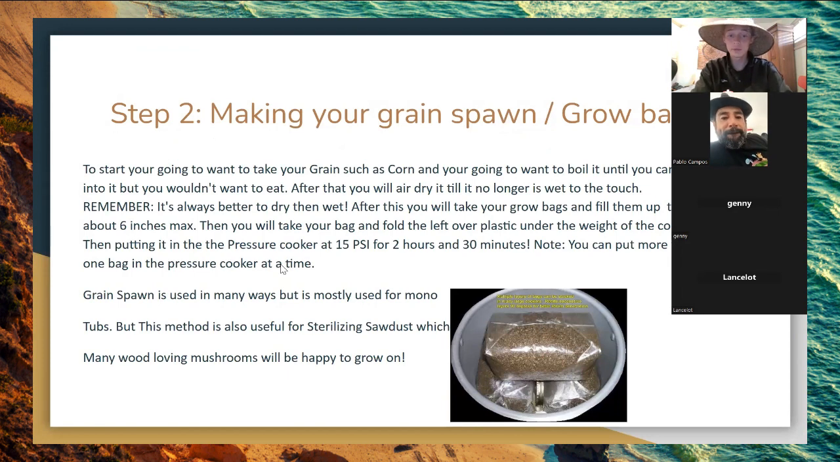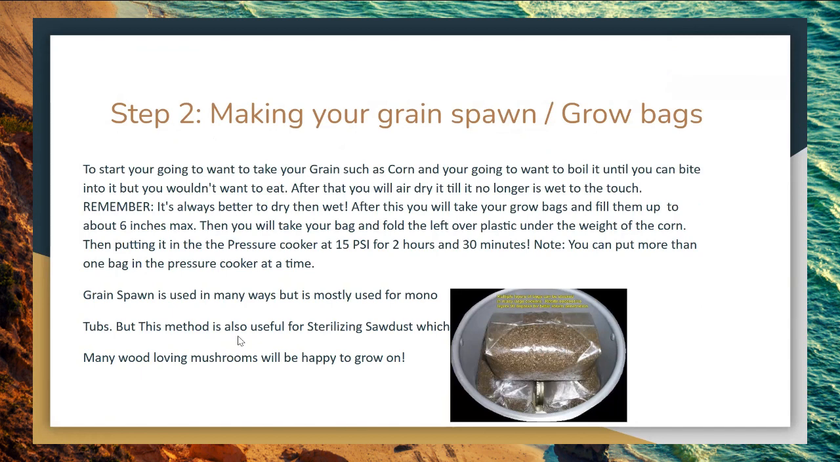Step 2, making your grain spawn and grow bags. To start, you're going to want to make your own grain, such as corn. You're going to boil it until you can bite into it, but you wouldn't want to eat it. So like 5 minutes before it's finished, that is when you are done, and that is when it's ready.